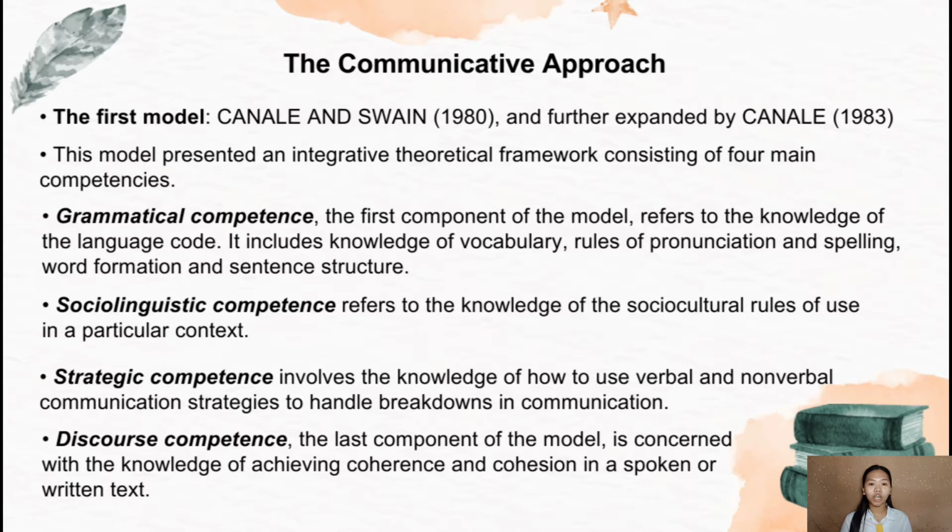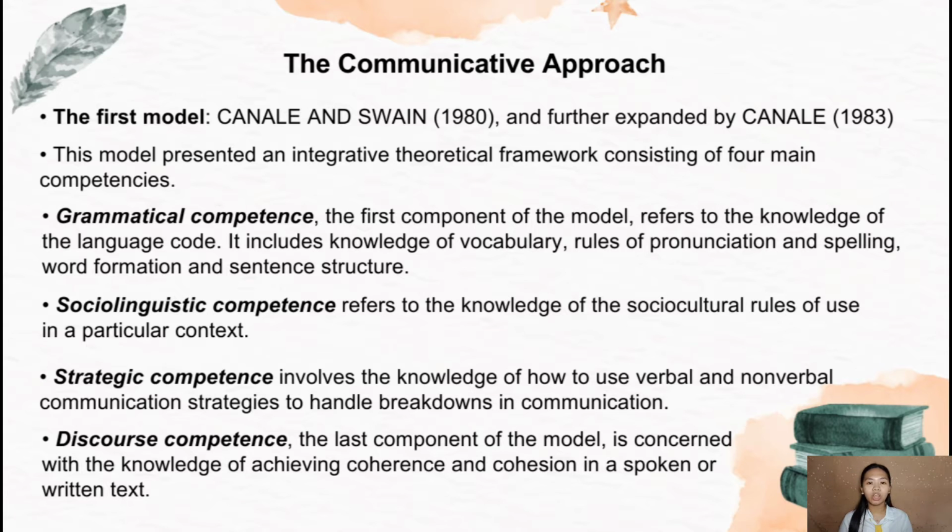When we say grammatical competence, it is the first component of the model. It refers to the knowledge of the language code. It includes knowledge of vocabulary, rules of pronunciation and spelling, word formation, and sentence structure. So technically, it focuses on the grammar itself. On the other hand, we have the sociolinguistic competence. It refers to the knowledge of the sociocultural rules of use in a particular context. So in this part, this is where the function will come in, and the context itself.